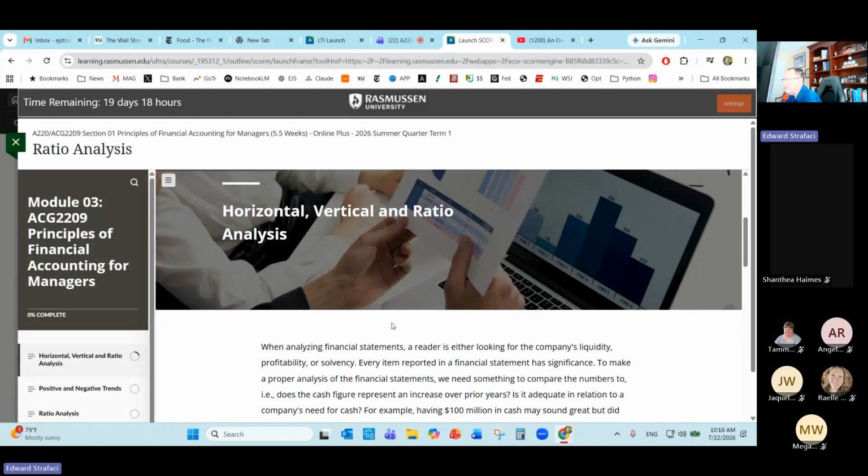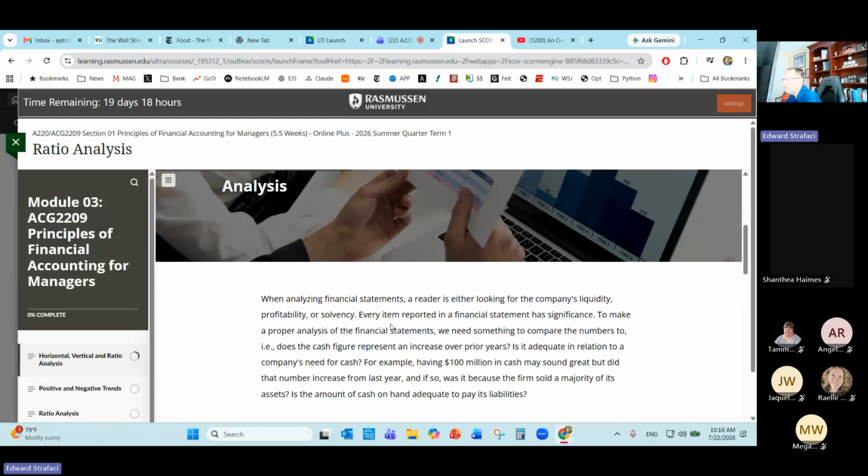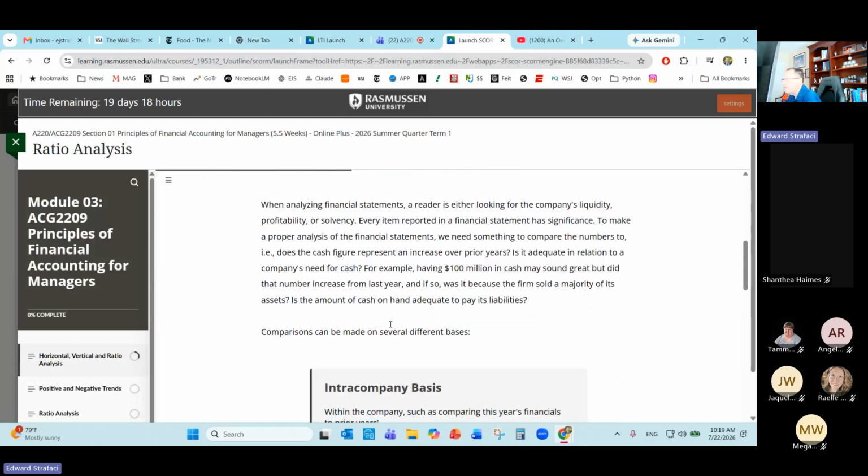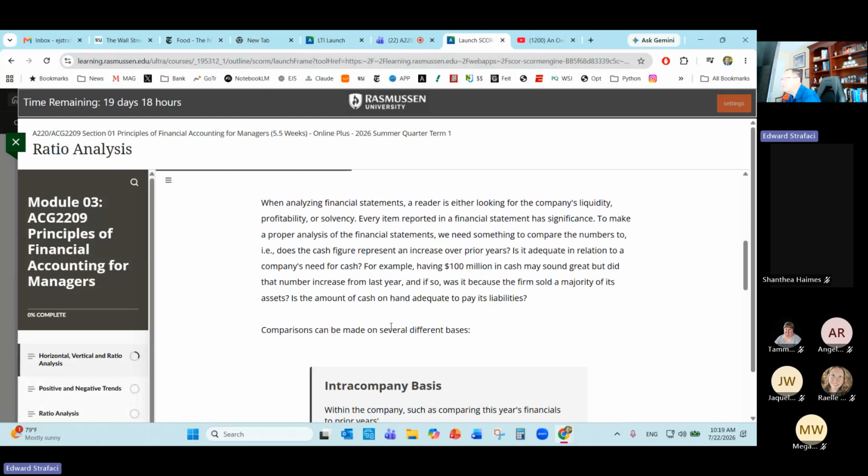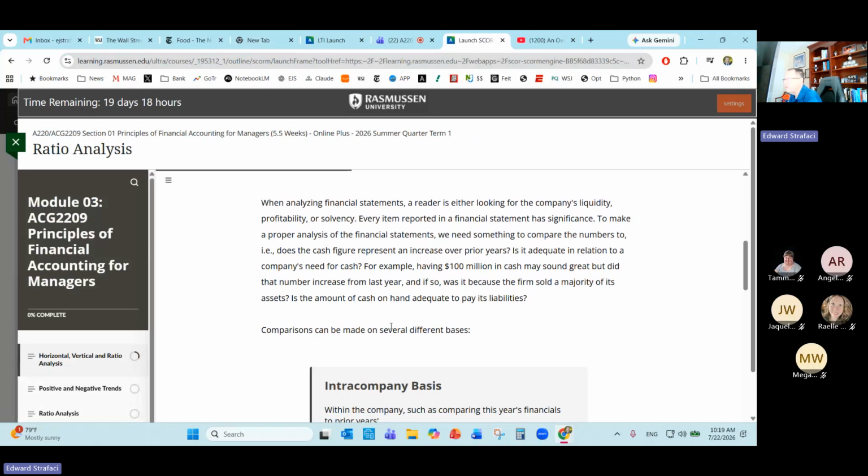So when analyzing financial statements, the reader looks for a company's liquidity, profitability, or solvency. Every item reported on the financial statement has significance. To make a proper analysis of the financial statements, we need something to compare the numbers to. Does the cash represent an increase over prior years? Is it adequate in relation to the company's need for cash? Is 100 million in cash? Great. But did the number increase from last year?